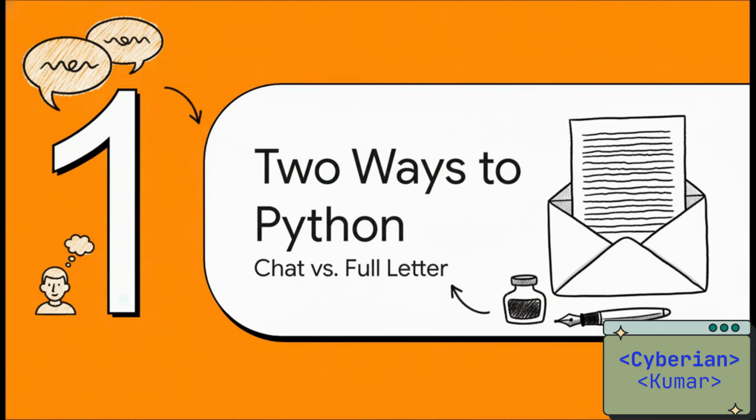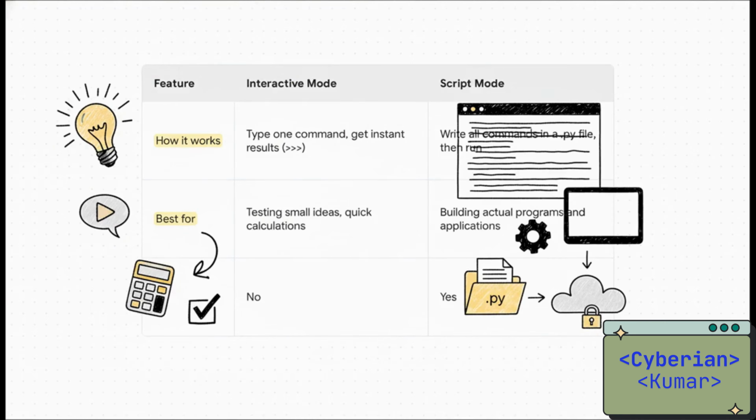Okay, so how do we actually speak this language? Well, there are two main ways to communicate with Python, and they each have a different purpose. Think of it like this. You can have a quick, casual chat, or you can sit down and write a long, thought-out letter. This slide really lays it out. On one side, you've got interactive mode with that triple arrow prompt. It's like a conversation. You type a command, you hit enter, and bam, you get a response right away. It's perfect for testing little ideas.